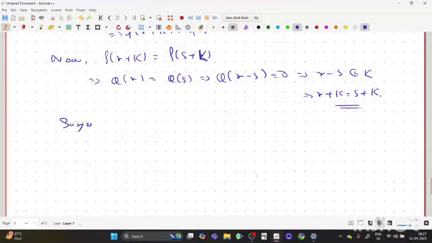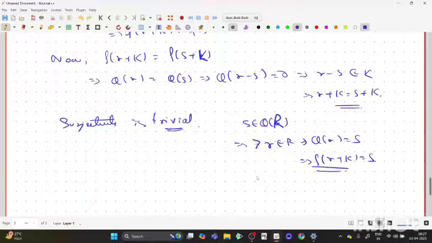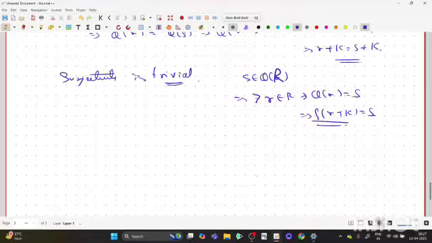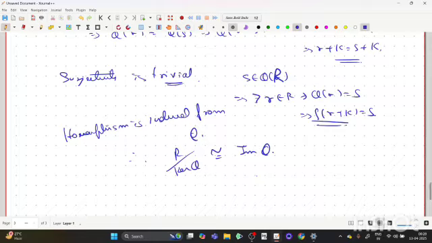Surjectivity is trivial, because if you choose any element S in phi of R, then there exists some R in R such that phi of R is equal to S. That means f of R plus k is equal to S. Therefore, the map is evidently surjective. And the homomorphism property holds trivially from the homomorphic nature of phi, so it is induced from phi itself. Therefore, we have an isomorphism. Therefore, R mod the kernel of phi is isomorphic to the image of phi.